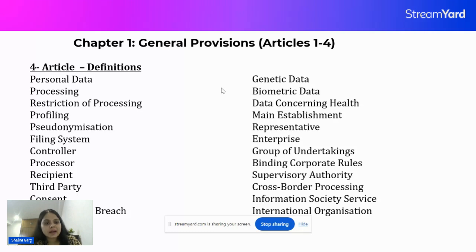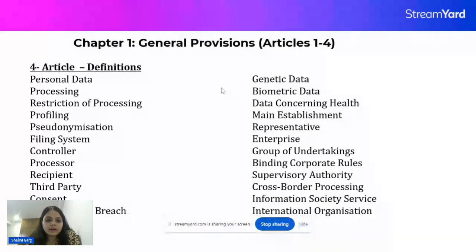Now, binding corporate rules. We are going to study binding corporate rules in much detail in our coming session. So any internal data protection rule for cross-border transfers within a corporate group. It is actually a transfer mechanism, how to transfer personal data, and it is an approved mechanism, which is known as BCR, binding corporate rules.